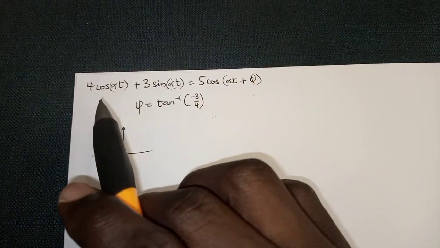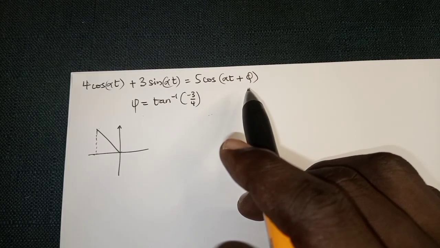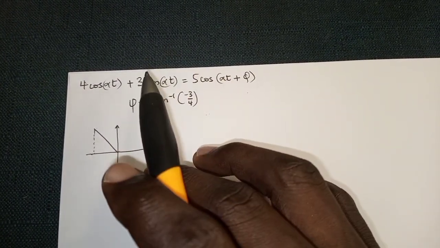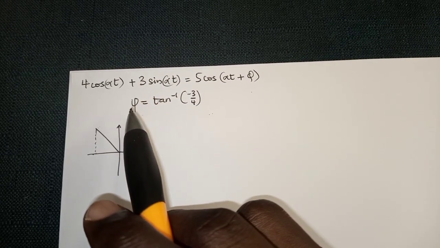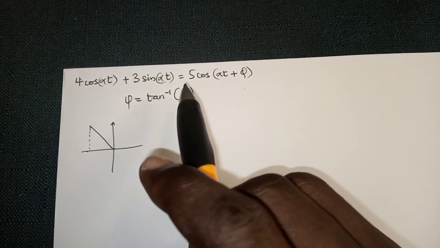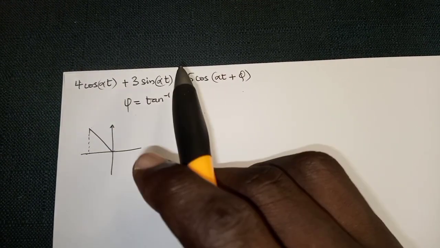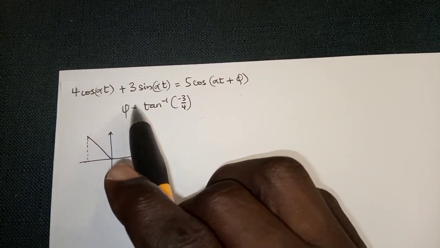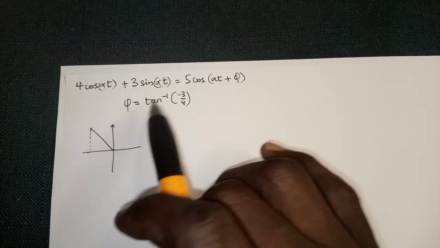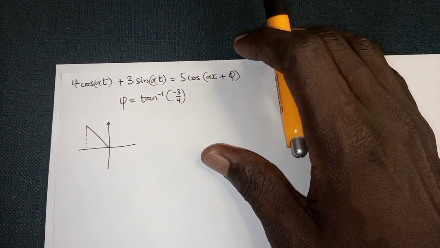Given the expression on the left hand side equals the expression on the right hand side, we have to prove that those two expressions are the same with the condition that phi equals tan inverse of -3 on 4. So first, to easily solve this, we need to express the condition given to us, phi equals tan inverse of -3 on 4, on the Cartesian plane.